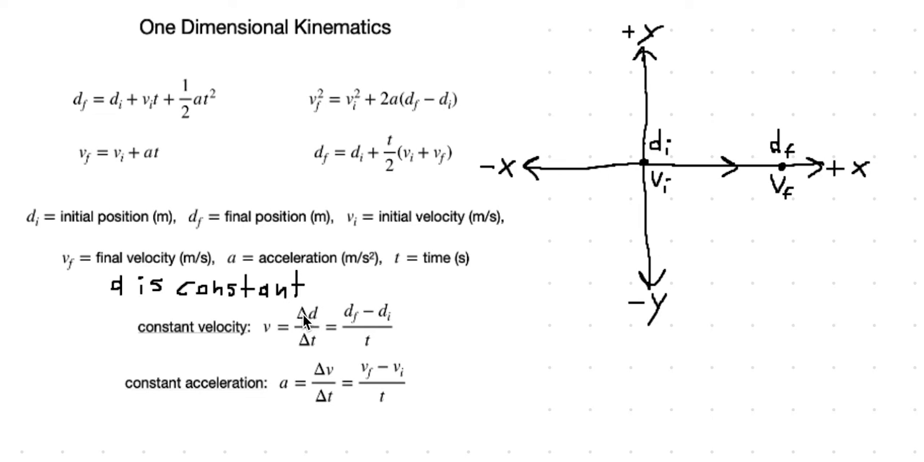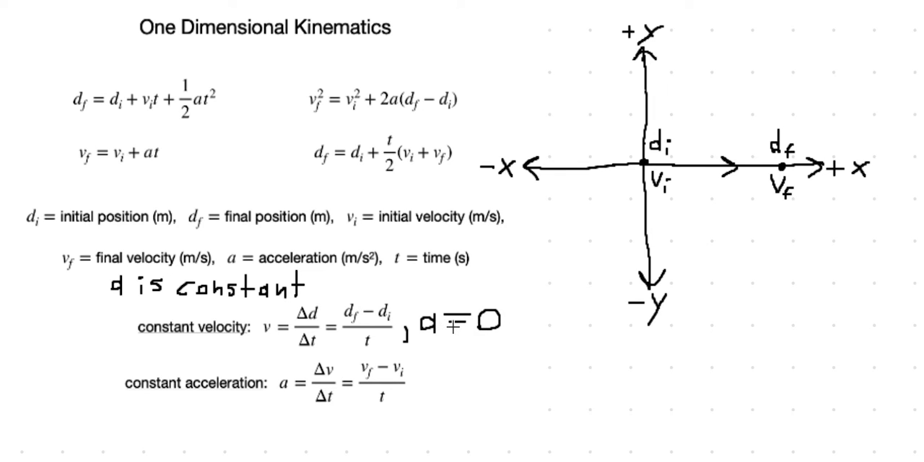And the change in the position, d, is going to be the final position minus the initial position. Because if we subtract the initial position from the final position, that's going to give us the change in position. And then for the change in time, that's just the amount of time it takes to go from the initial position to the final position. So that's just going to be t. So that's the case if we have constant velocity. So we have constant velocity when the acceleration is 0. So a is going to be 0 in this case.